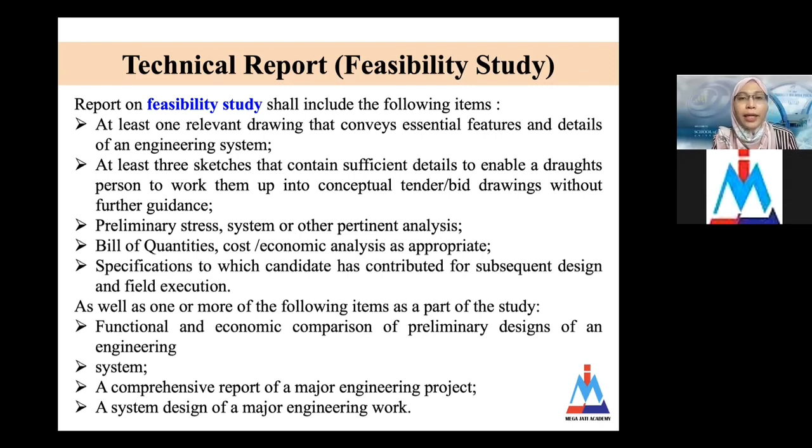Okay, at least one relevant drawing that conveys essential features and details of an engineering system. Number 2, at least 3 sketches that contain sufficient details to enable a draftsperson to work them up into conceptual tender drawings without further guidance. Okay, so as an engineer, normally you have your ideas, your plan. Sometimes you are not the one who draws using AutoCAD, for example, but the ideas come from you. So you have the sketches, all the dimensions, all the piping and fittings, everything.